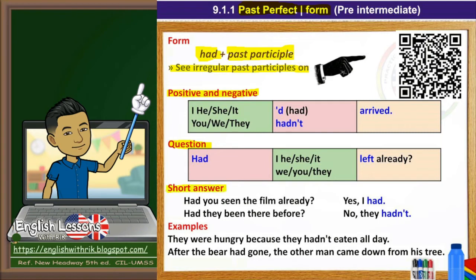Short answer. Had you seen the film already? Yes, I had. Had they been there before? No, they hadn't. Here are some more examples. They were hungry because they hadn't eaten all day. After the bear had gone, the other man came down from his tree.